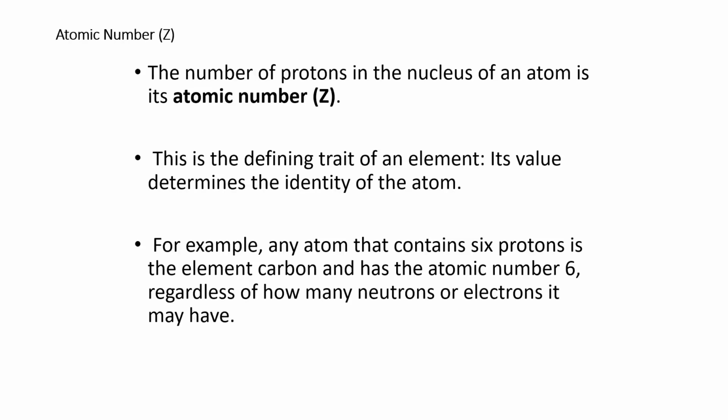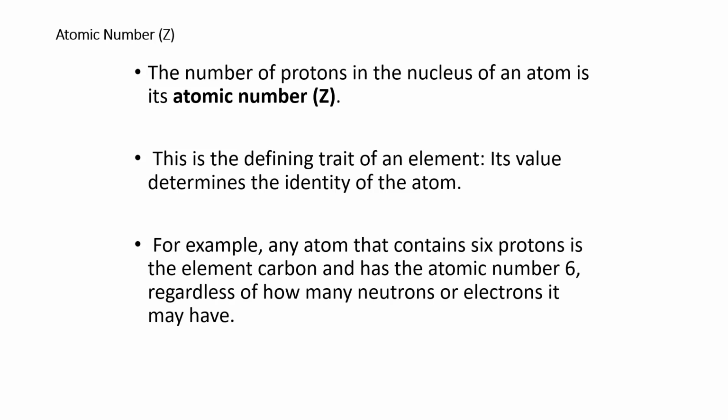The number of protons in the nucleus of an atom is known as its atomic number. So the atomic number is the number of protons in the nucleus of an atom. This is the defining trait of the element. Its value determines the identity of the atom. So however many protons are in the nucleus, that's how we know what atom we are working with.